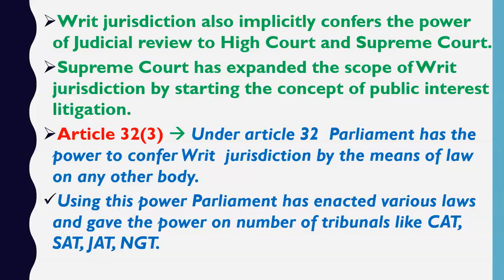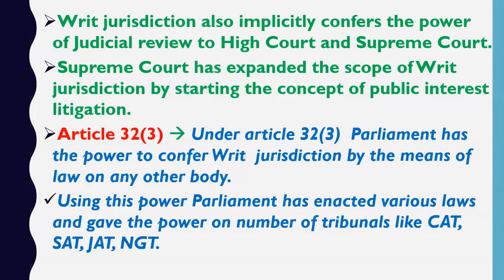Now don't worry, this is a separate topic, so we will discuss it later on. For the time being, you just understand this. So friends, the Supreme Court has expanded the scope of writ jurisdiction and started the concept of public interest litigation. Now what is Article 32 Clause 3? Under Article 32 Clause 3, Parliament has the power to confer writ jurisdiction by means of law on any other body. Now what does it mean?